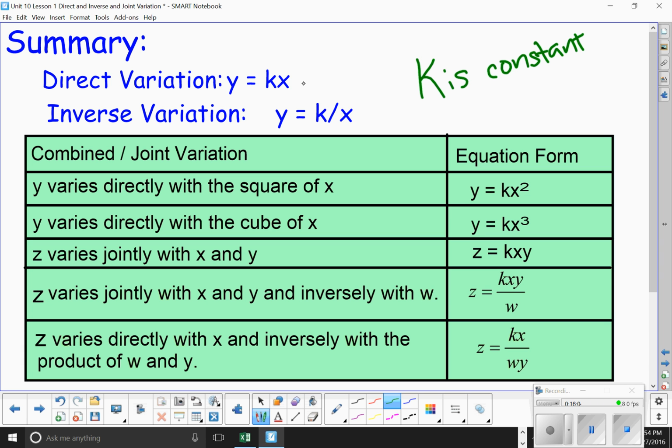Up here, for this guy, y divided by x is equal to your K. For this one, xy is equal to K. And then you should be able to write the equation given a verbal description. This isn't hard, just takes a little bit of attention to detail.